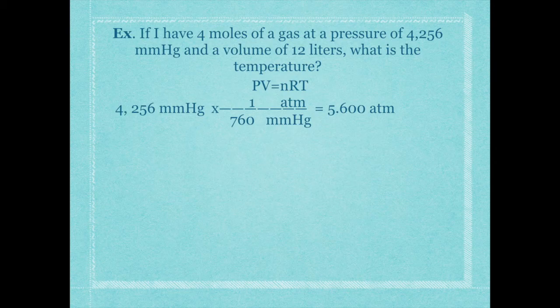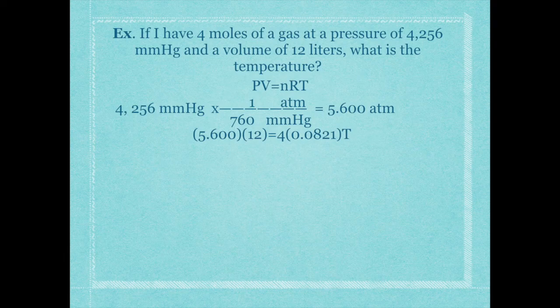So I'm going to plug in the 5.600 atmospheres for my pressure, 12 liters for my volume, 4 for my number of moles, and 0.0821 for my R value, and I'm solving for T. Okay? So make sure when you're doing this math, be careful. You're going to take 5.600, multiply that by 12, then divide that by 4, and divide that by 0.0821.